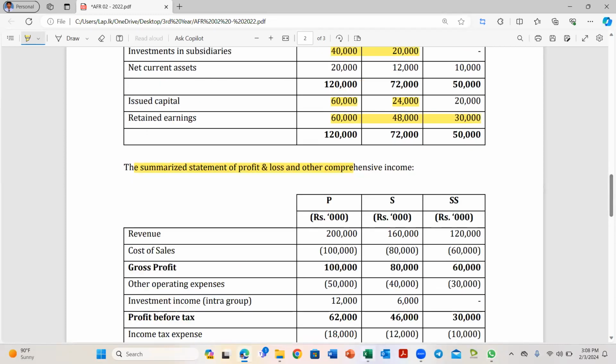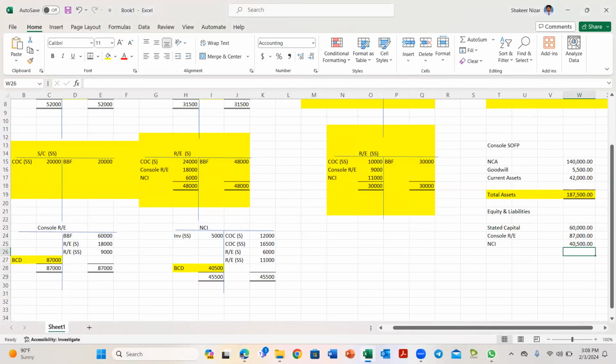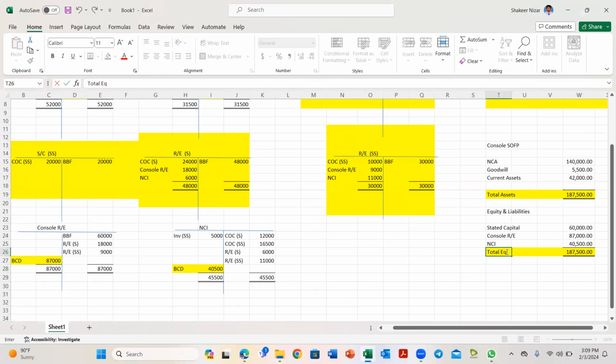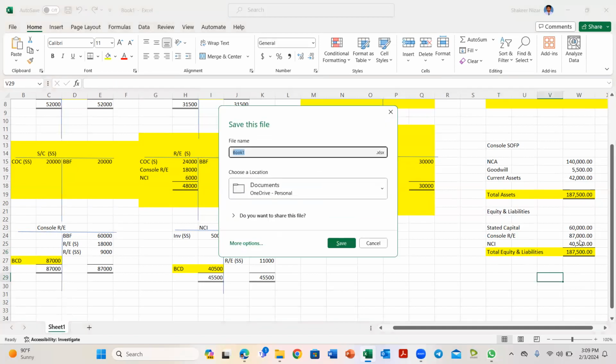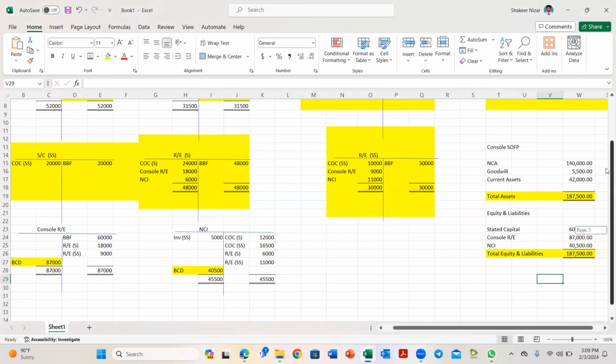Then we do not have any adjustments. So we can take the summation of these things. Then it is balancing. You can see here it is balancing. Total equity and liabilities. Right. That is done, that is over.